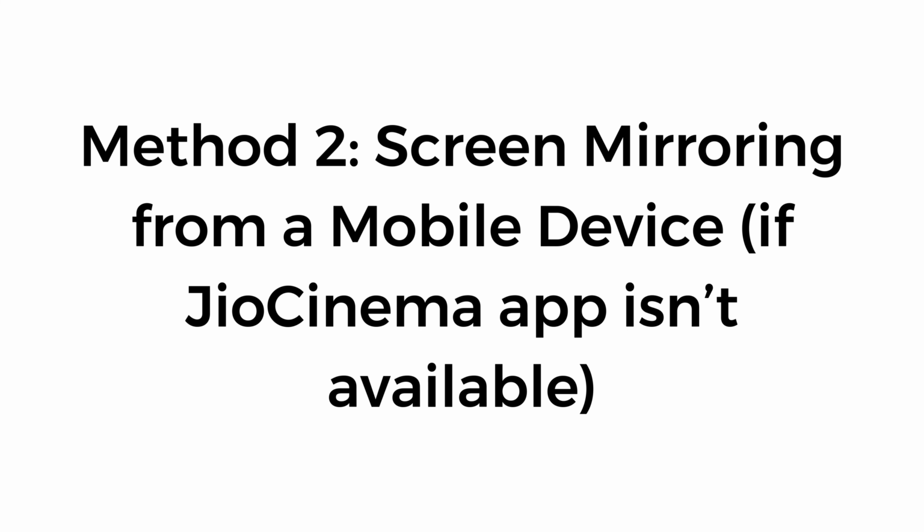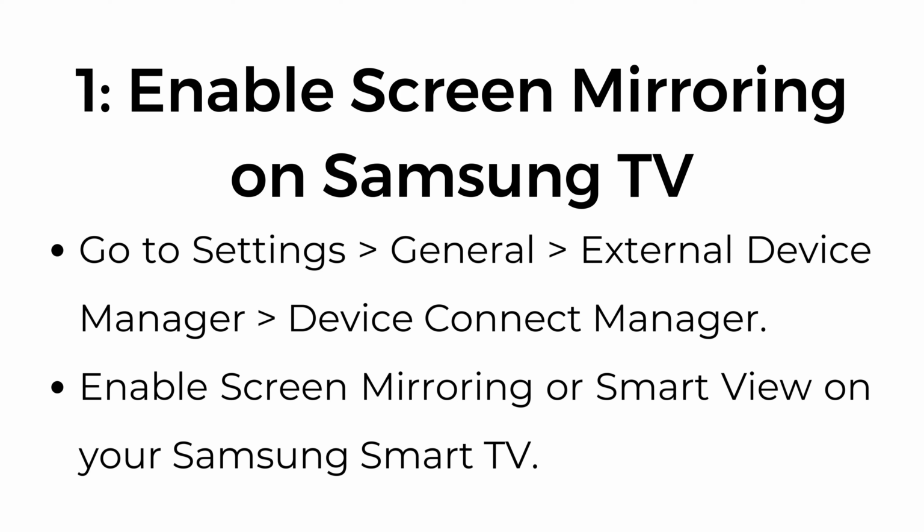Method number 2. Screen mirroring from a mobile device, if JioCinema app isn't available. Step number 1. Enable screen mirroring on Samsung TV. Go to Settings, General, External Device Manager, Device Connect Manager. Enable screen mirroring or Smart View on your Samsung Smart TV.